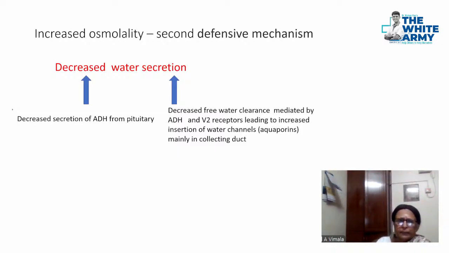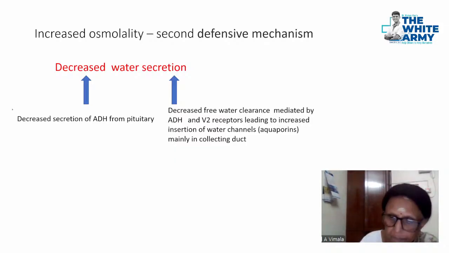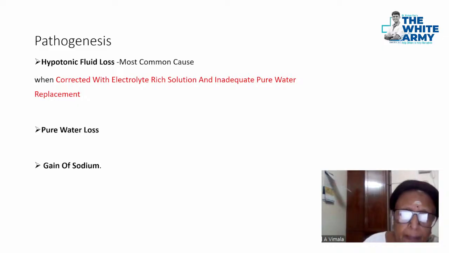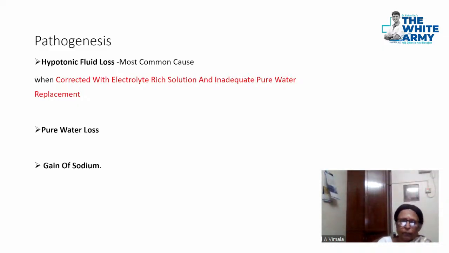So to summarize the defense mechanisms, increased osmolality, there is a second defensive mechanism, decreased secretion of ADH from the pituitary, causes decreased water secretion, decreased free water clearance as a result of ADH and V2 receptors, leading to the insertion of water channels or aquaporin 2, mainly in the collecting duct, which allows the water to get shifted to the stream and correct the osmolality.